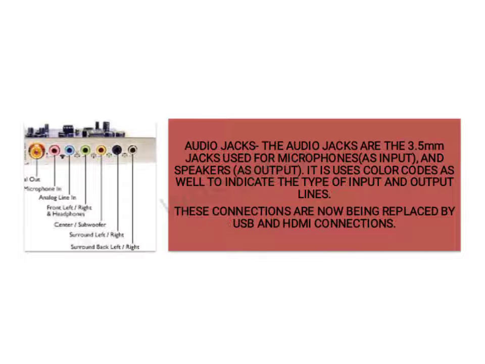Next is audio jacks. The audio jacks are the 3.5 mm jacks used for microphones as input and speakers as output. It uses color codes as well to indicate the type of input and output lines. These connections are now being replaced by USB and HDMI connections. So what are audio jacks used for?